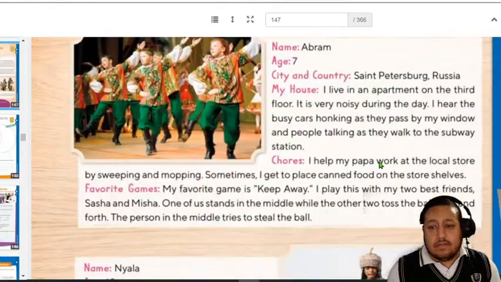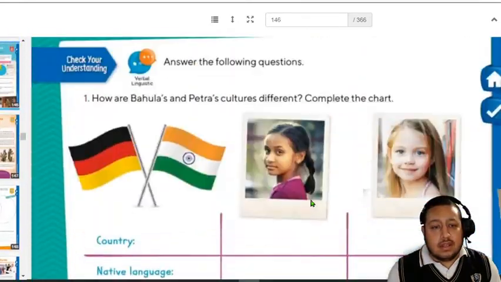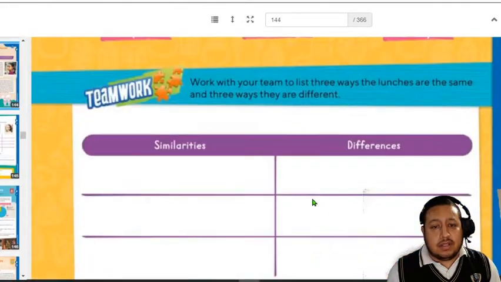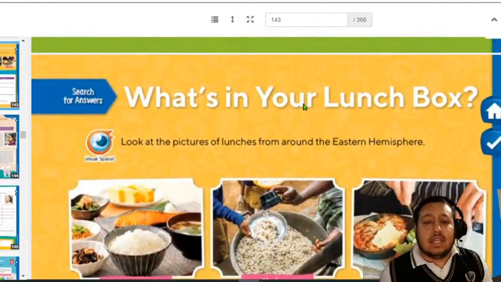I don't know where I am. Where am I? I'm sorry guys, I don't know why this happened. But we are here. What's in your lunchbox?